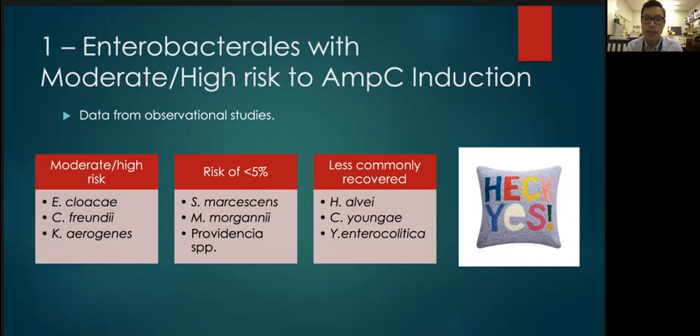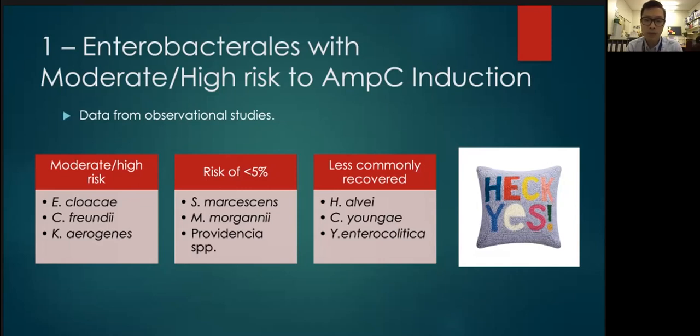So available data on the risk of AmpC induction across bacterial species are from observational studies, and they focus on Enterobacter cloacae, Klebsiella aerogenes, and Citrobacter freundii. Klebsiella aerogenes was renamed from Enterobacter aerogenes. In vitro data and clinical reports show that 8 to 40% of these isolates that test susceptible to ceftriaxone might become resistant within a few days of exposure.